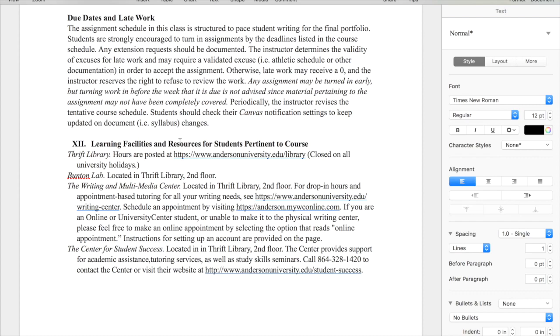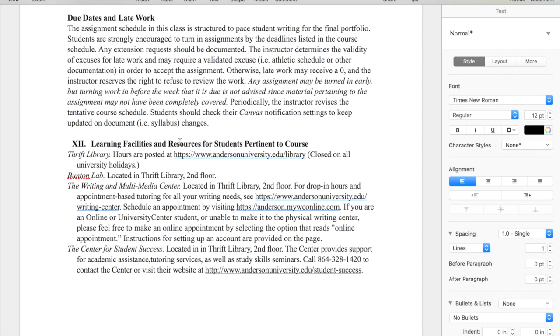I also recommend the Writing and Multimedia Center. The Writing Center is a wonderful place to get another look at your work. They have drop-in hours. You can make an appointment. I do encourage you to make an appointment, but they do have drop-in hours. You can take your work and ask them specific questions about how to help you.